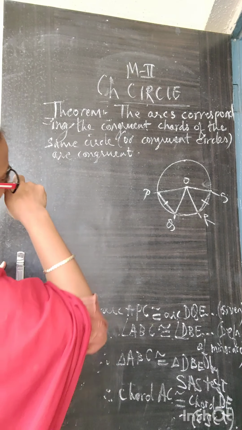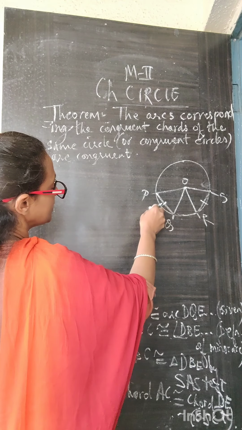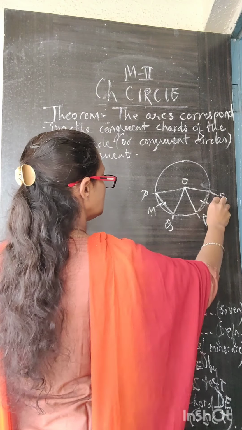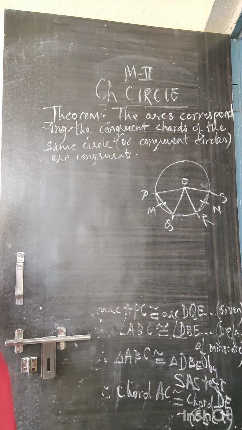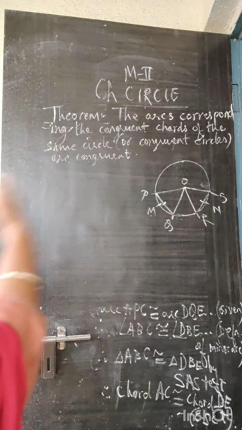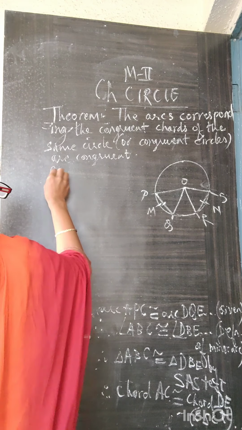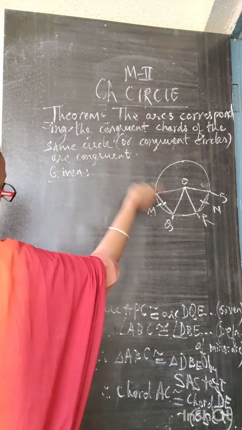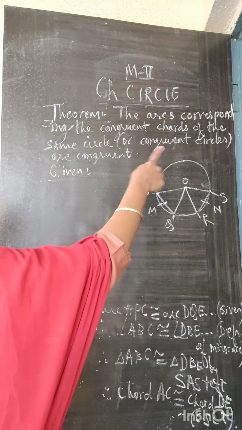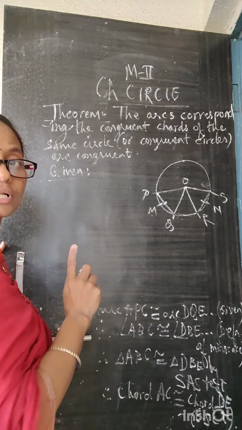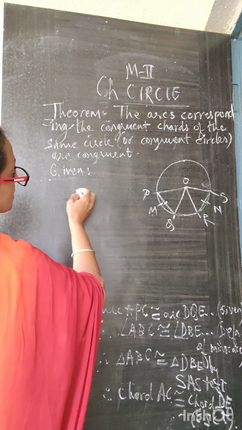So now what we can do is name this arc PMQ, and over here, because of the three letters, as we had proved in the previous one, this will be RNS. So with the help of the figure and the statement, write down what is given. What we have got are the arcs corresponding to congruent chords. Congruent chords are mentioned, that means given.